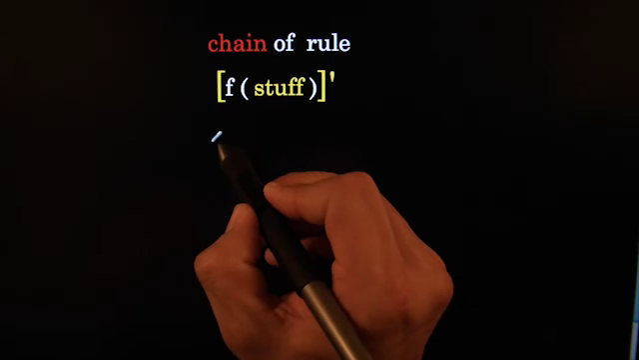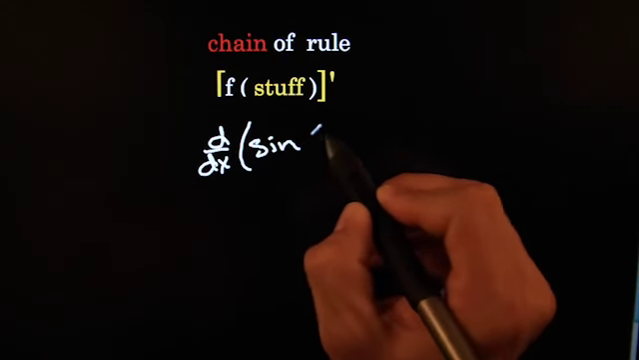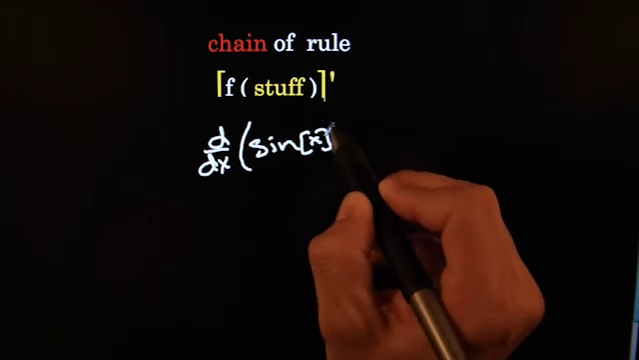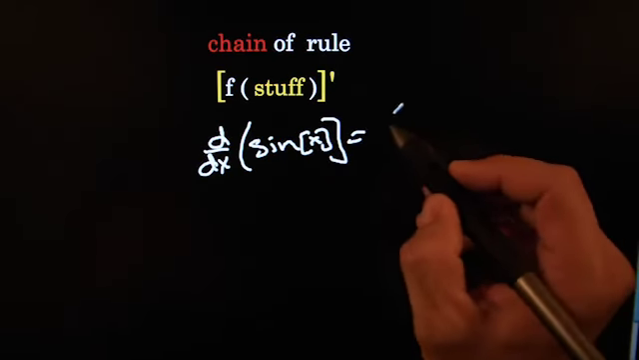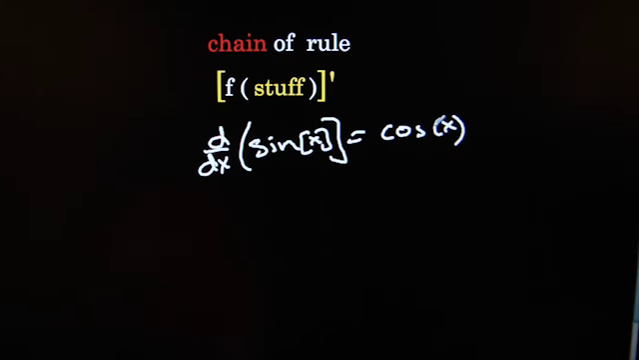But the possibilities are endless. For example, we've done the derivative with respect to x of sine of x. This is old news for us. We've done this many times. The derivative of sine would be cosine of x, the super famous one.